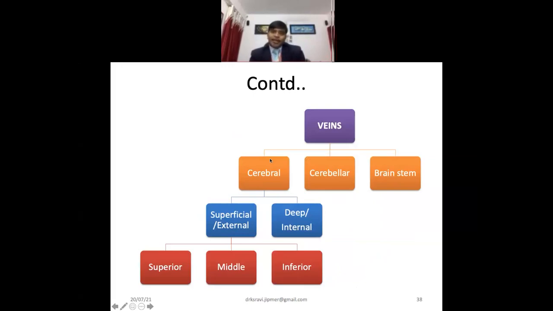If you see over here, we have the veins, right? There are different kinds of veins. One is the cerebral veins, we have the cerebellar veins, and then veins for the brainstem. When we talk about the cerebral veins, they are drained by the superficial veins or the deep veins. The superficial veins we otherwise call the external veins, right? And the deep veins are called the internal veins. When we talk about the superficial veins, we have the superior, then the middle and the inferior. Now, these open into the dural venous sinuses, and the dural venous sinuses will finally open into the internal jugular vein.